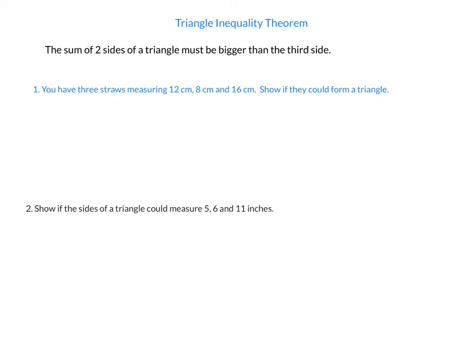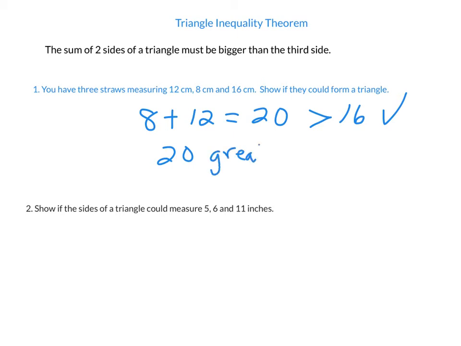So for problem number 1, our 2 smallest sides are 8 and 12. So basically, if they ask you to show, that's exactly what you want to do. You want to show that 8 plus 12, what does that equal? That's going to equal 20. And is 20 bigger than 16? So this is a greater than sign. 20 is bigger than 16, so I put a check mark. You could also put 20 is greater than 16.